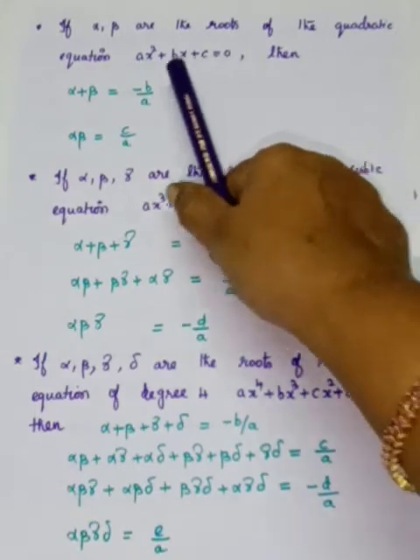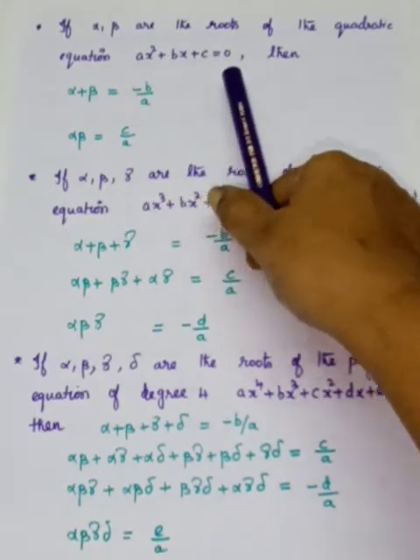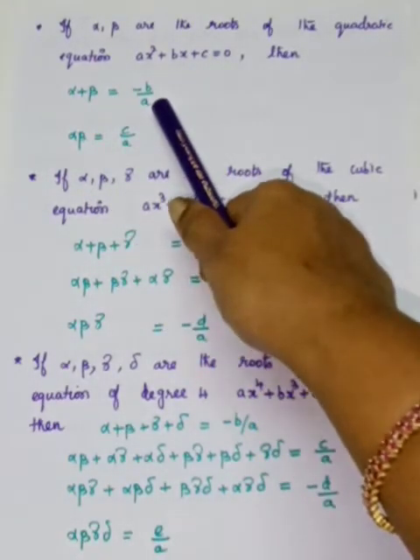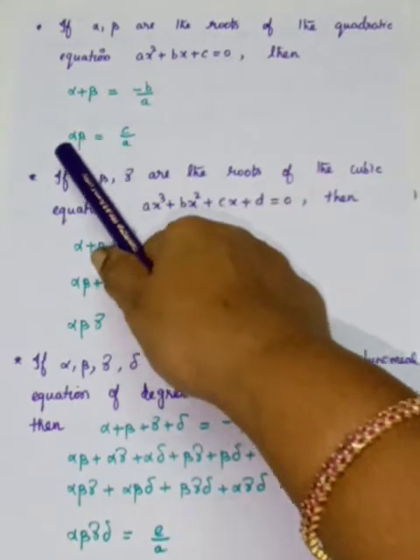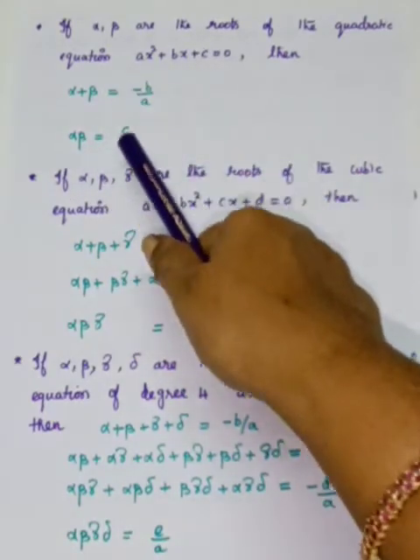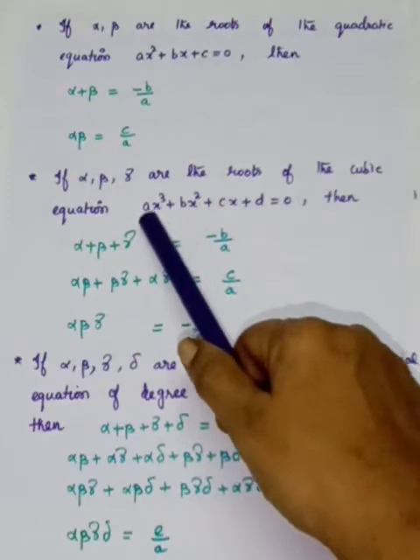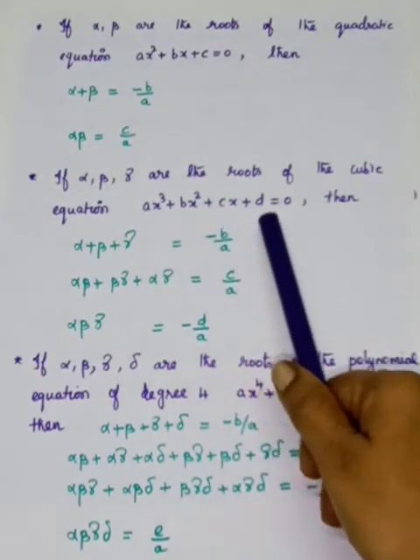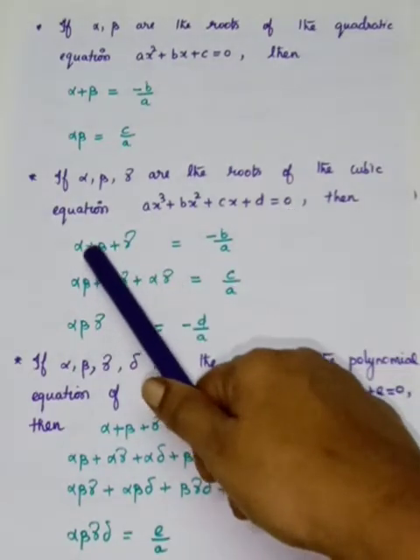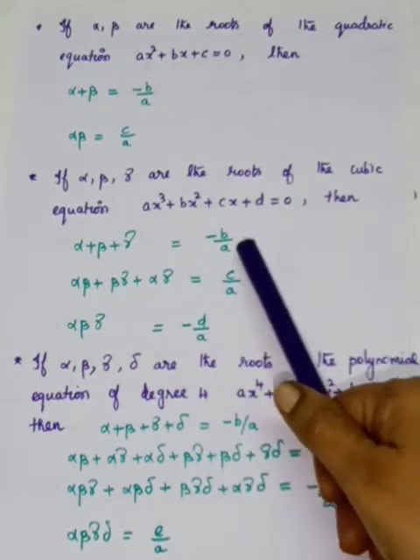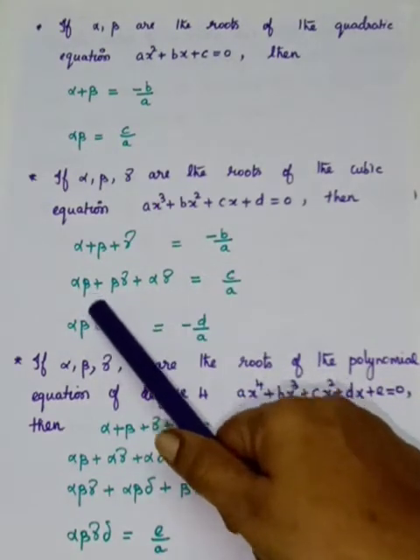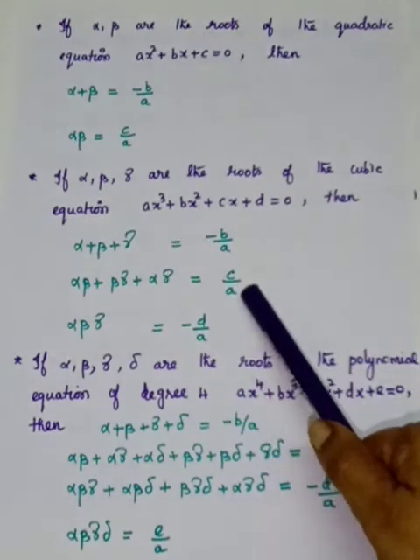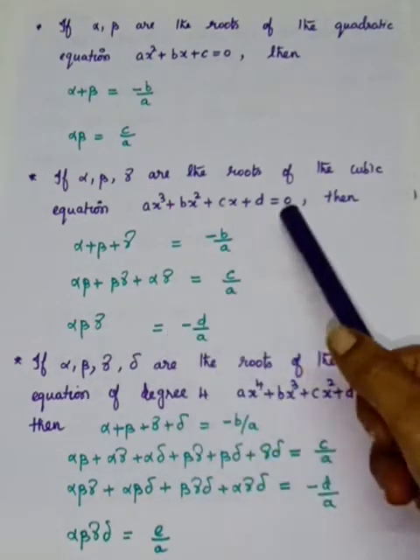The equation is given ax squared plus bx plus c is equal to 0. Then the sum of the roots alpha plus beta is equal to minus b by a, and alpha beta is equal to c by a. So if we consider the cubic polynomial equation, that is ax cubed plus bx squared plus cx plus d is equal to 0, then alpha plus beta plus gamma is equal to minus b by a, and alpha beta plus beta gamma plus gamma alpha is equal to c by a, and alpha beta gamma is equal to minus d by a.